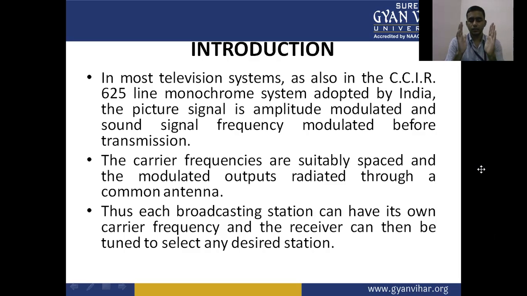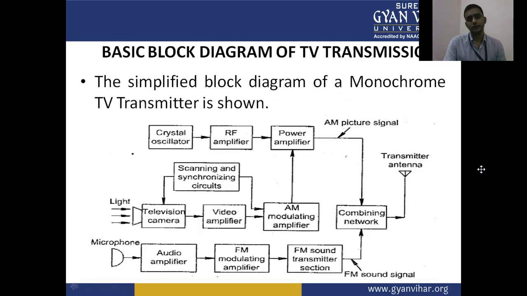Means in the transmission section of the television signal, the signal is modulated on its own carrier frequency, and the receiver can then be tuned to the particular desired frequency, which is matched with the transmitter as well as the receiver. So through this we are able to get the TV signal at the receiver antenna.